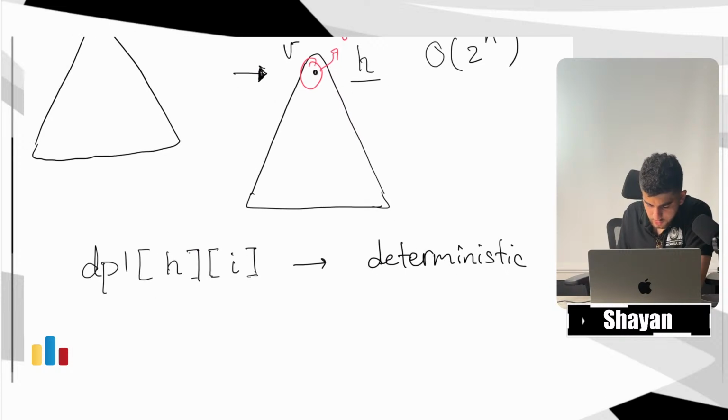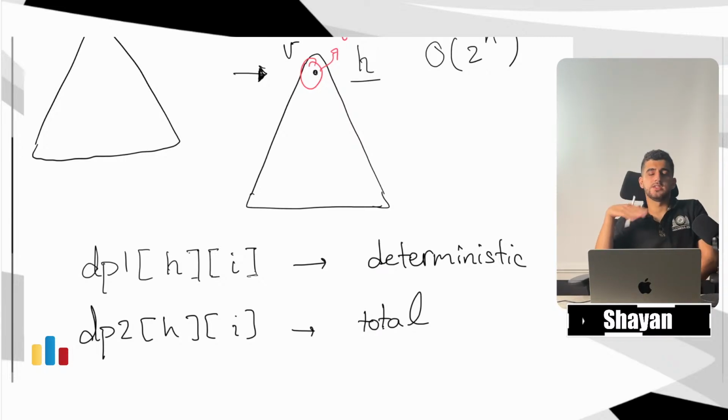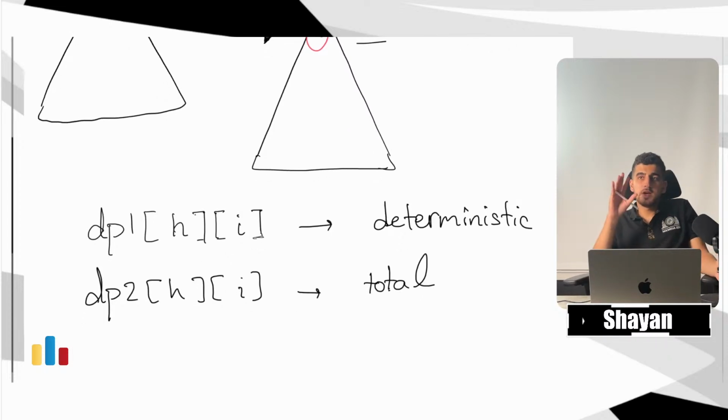And then dp2 of h and i just says how many ways in total you have to do i operations in the subtree of v. It does not have to be deterministic. So dp1 is less than or equal to dp2, its real value, not after calculating its modulo. Its real value is less than or equal to dp2 because dp2 is the total number of ways, and dp1 is the ways that are going to be deterministic. So these are the definitions of your dp.